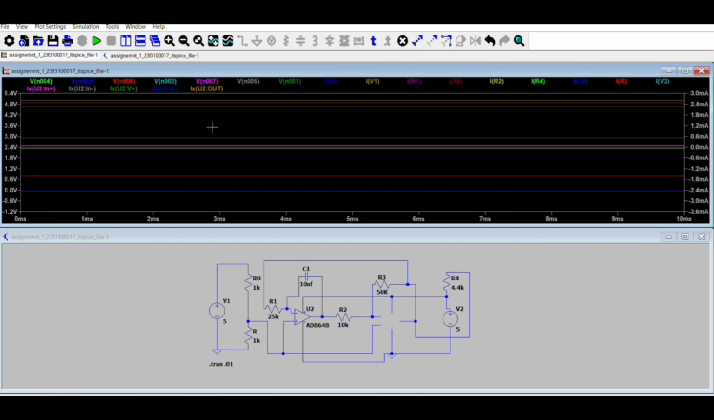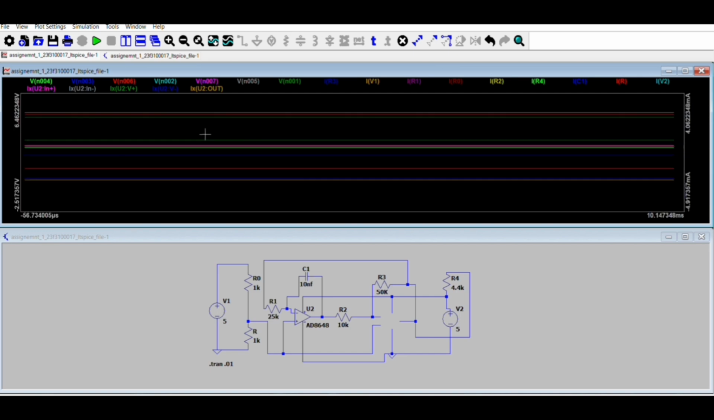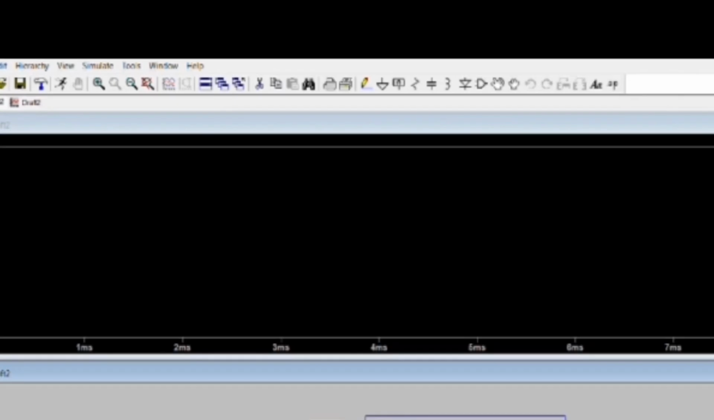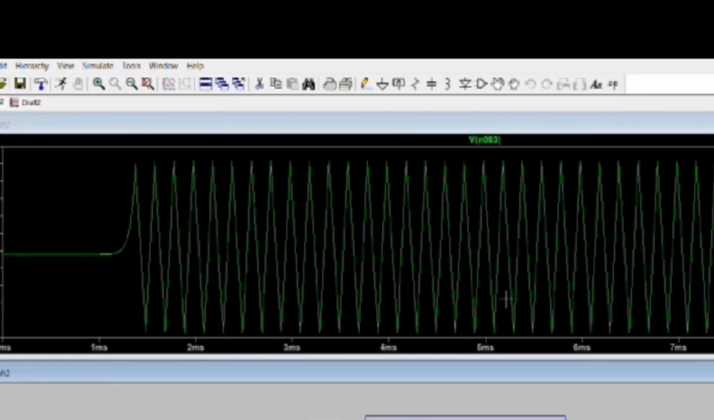Here we are converting the square wave into a triangular wave. Here we obtain the triangular wave. As you can see, the triangular wave is showing.